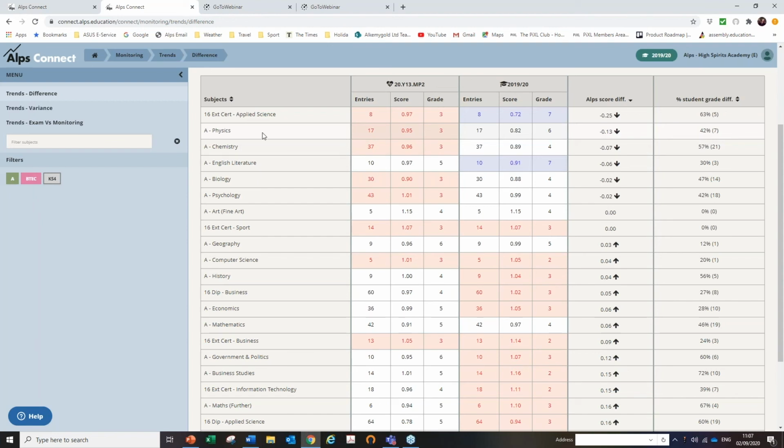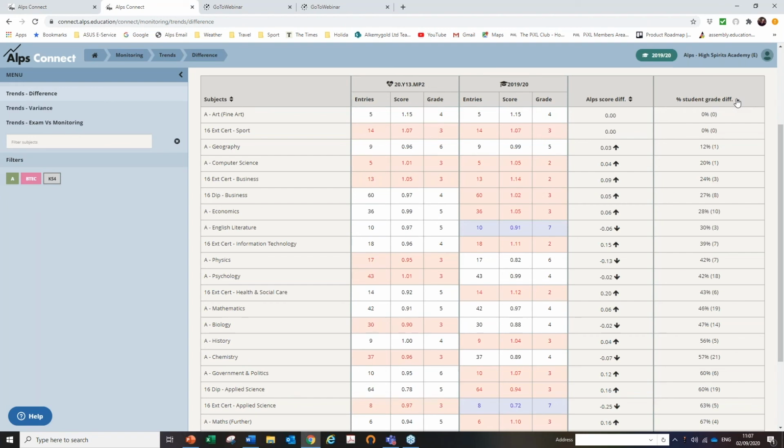You can click very easily to take you from monitoring to the individual subject. But for now, I want to do this instead, which is to take you to percentage grade difference. Now at the top, we've got two where there was no difference whatsoever between what was sent home in February and what was submitted. Now, whether that's a good thing or not is a moot point.